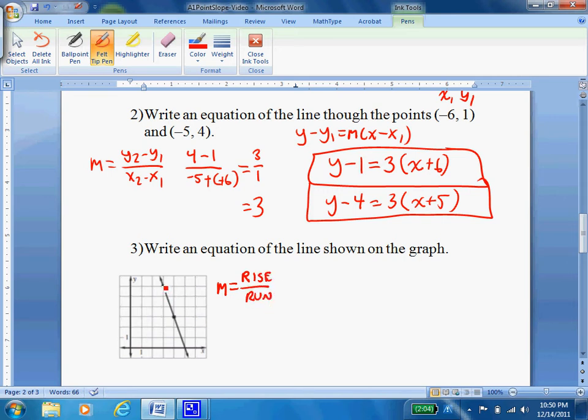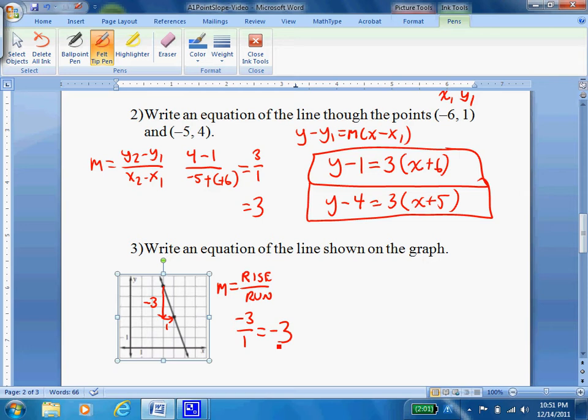And so if I read left to right, looking at my 2 points, from the left point, I have to go down 3. Because I have to go down 3, that makes my rise negative 3. And then I go 1 to the right, so that makes my run 1. So my slope is negative 3 divided by 1, or negative 3.